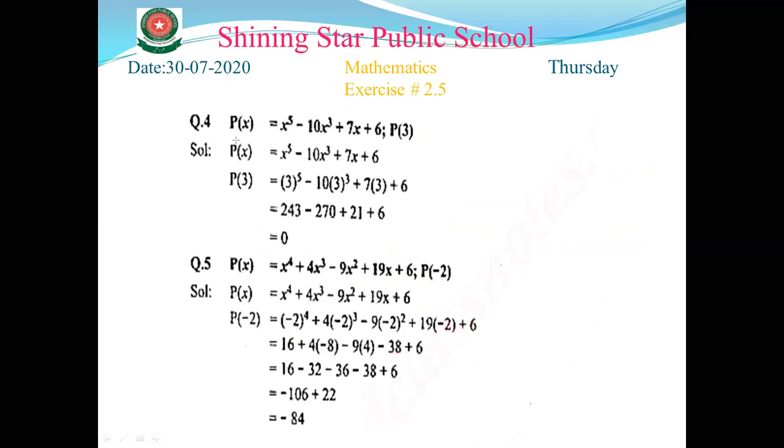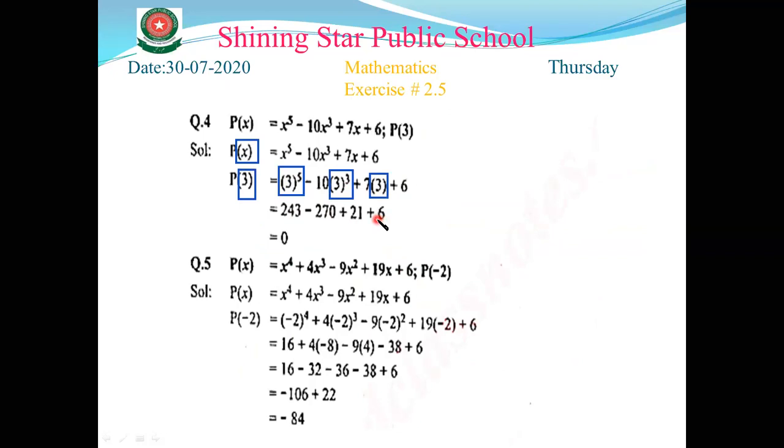In this question, again we change the x with 3. So that's why we write here 3 power 5, 3 cube multiply 3. Okay, now very simple. 3 power 5 is 243. 3 power 3 is 27. 27 multiply 10, 270. 3 multiply 7, 21 plus 6.